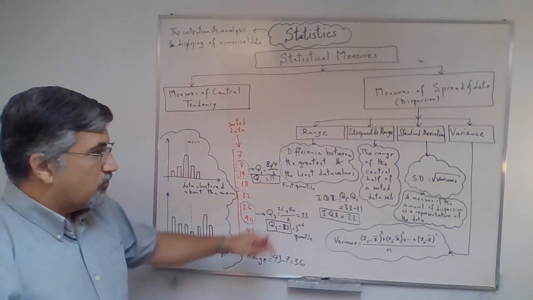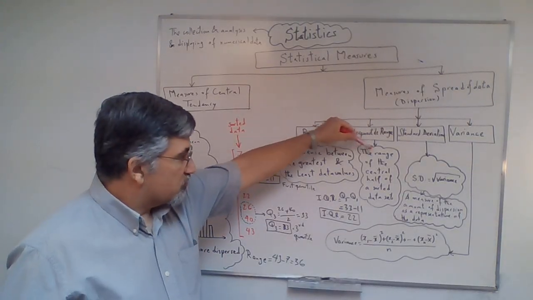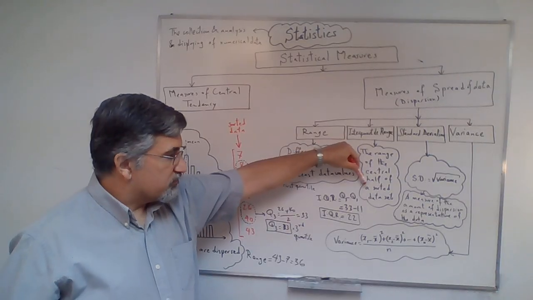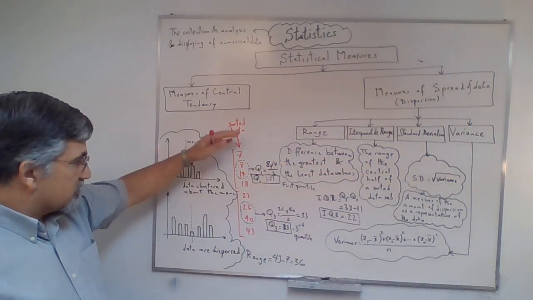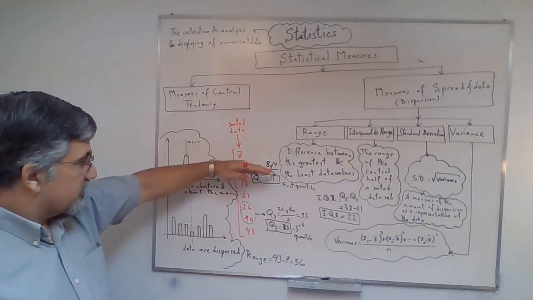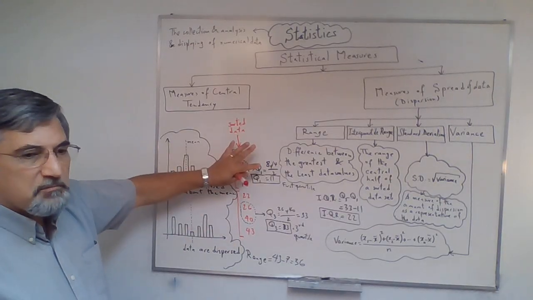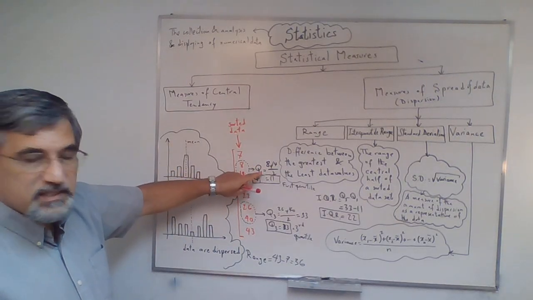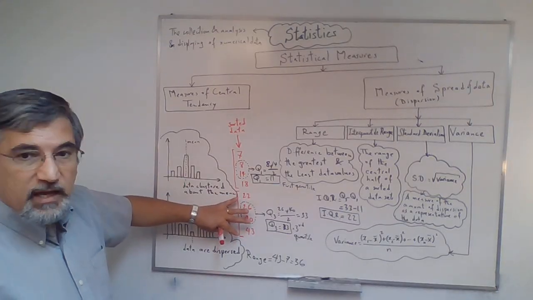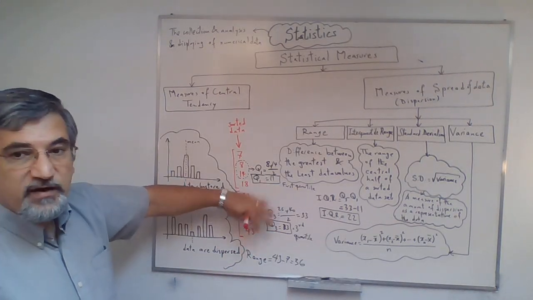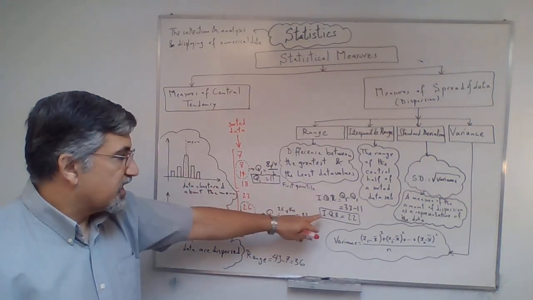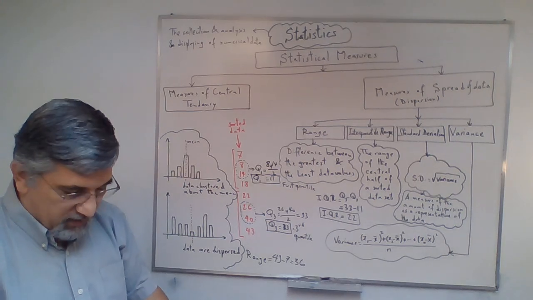Okay? What is interquartile range again? It's the range of the central half of a sorted data set. This was the central half. Look, the median of the upper half is 11. The median of the bottom half is 33. So when you find the range by subtracting them, that is called interquartile range.